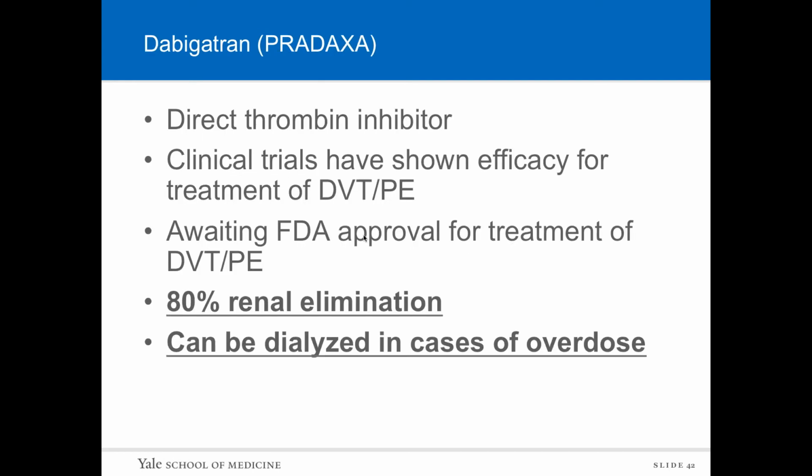Finally, Pradaxa or dabigatran is a direct thrombin inhibitor. Clinical trials have shown that it's efficacious in DVT and PE, and it has FDA approval for both these indications. However, this drug is 80% renally excreted and thus accumulates in CKD patients and should not be used. However, in cases of overdose, it can be dialyzed off as it's not plasma protein bound.